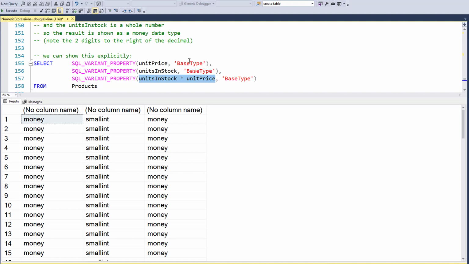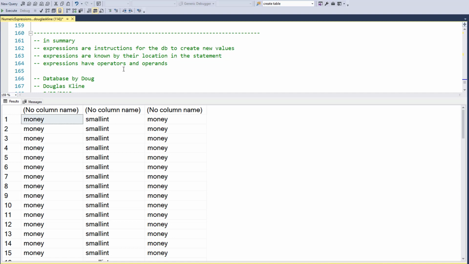So in summary, expressions are instructions for the database to create new values. They're known and detected by their location in the statements. And the language in there is that there are operators and operands. Some are unary, some are binary. And the context of an operator can change depending on the operands.